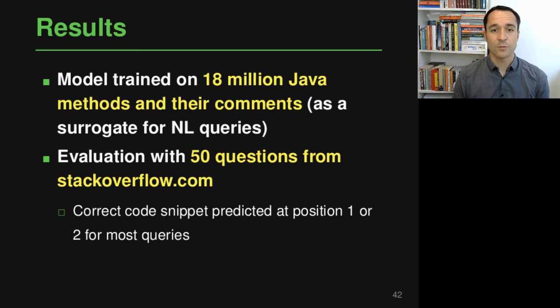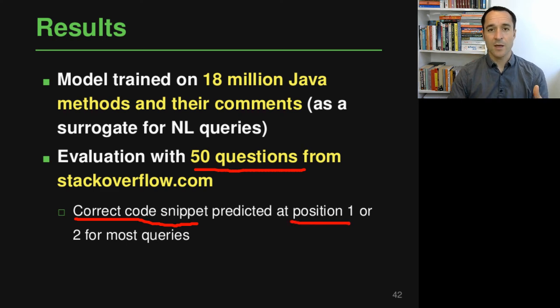And once they've trained the model on this data, they evaluate whether the model actually works in the intended way by picking 50 questions that people have asked on Stack Overflow, and checking if the text given in the question, when fed into the search engine, actually retrieves a code snippet that also showed up in the answers to this question. What they found is that the correct code snippet is predicted at position 1 or 2 for most of these queries. The way these positions are computed is by querying this model that we've seen multiple times, each time asking, is this code similar to this given query, or is this code similar to this given query? Then the code that is most similar to the given query is ranked at position 1, the code that is second most similar is ranked at position 2, and so on.